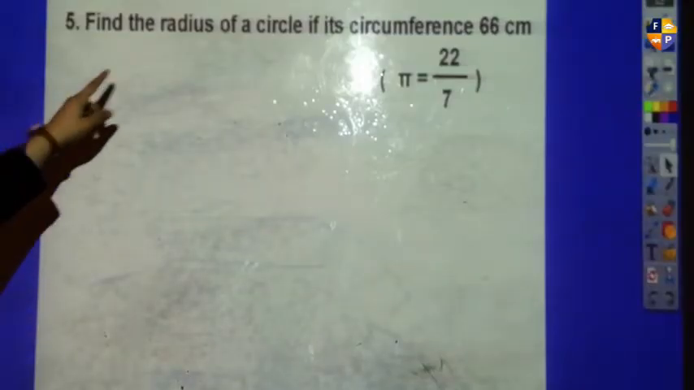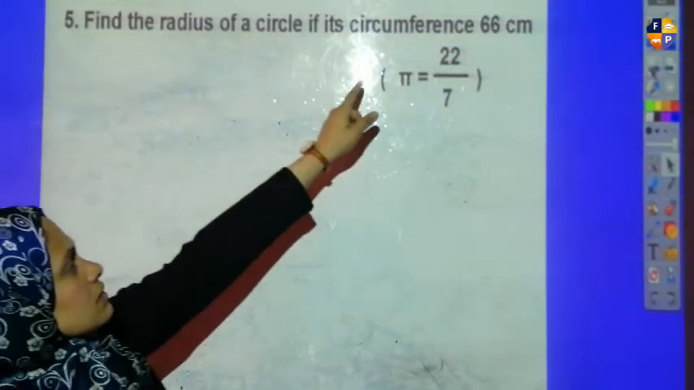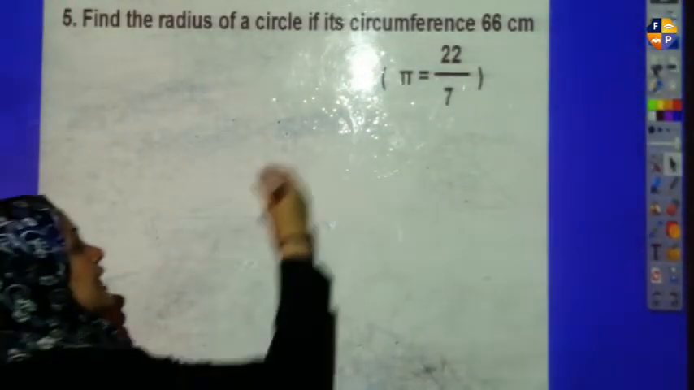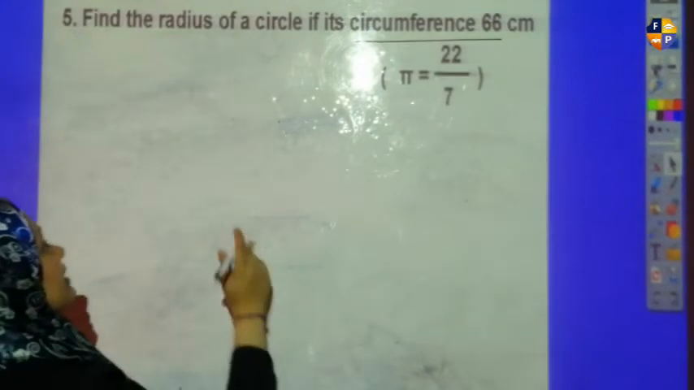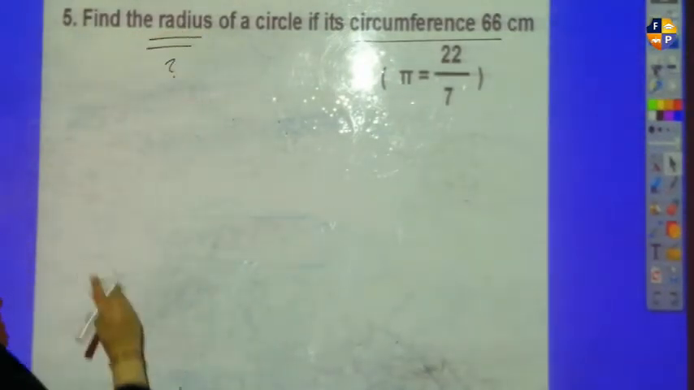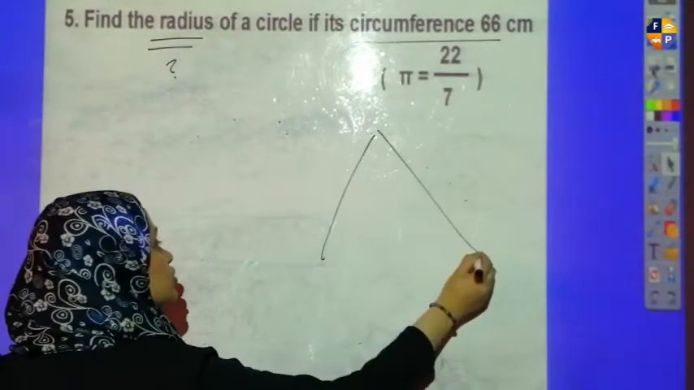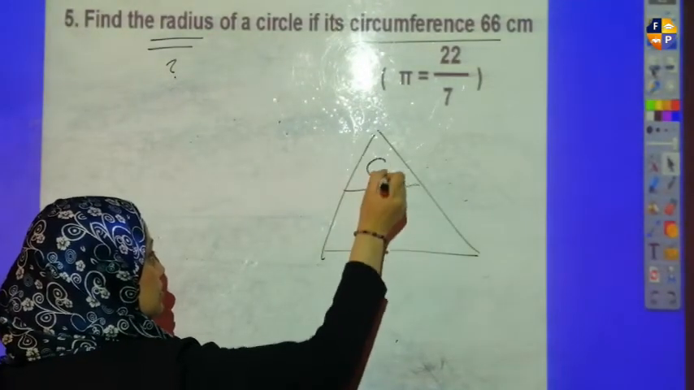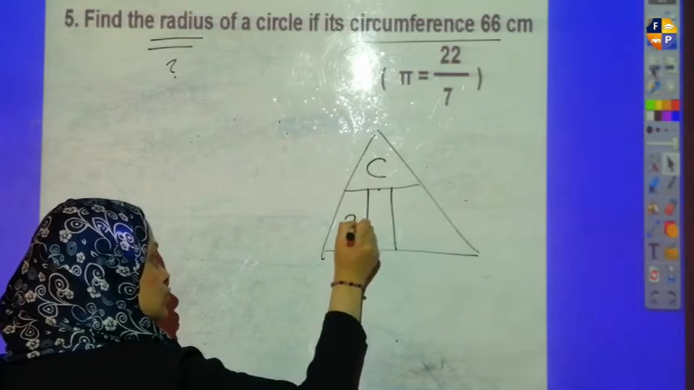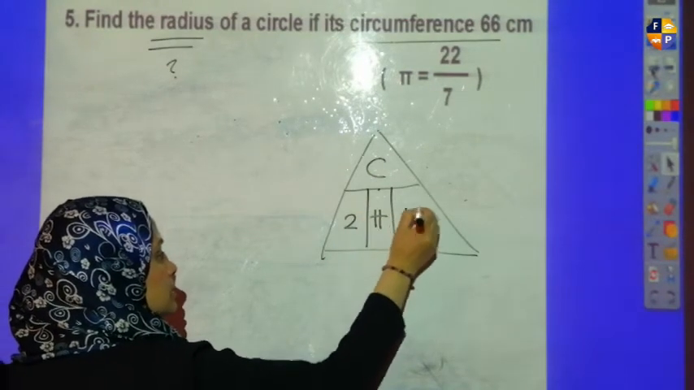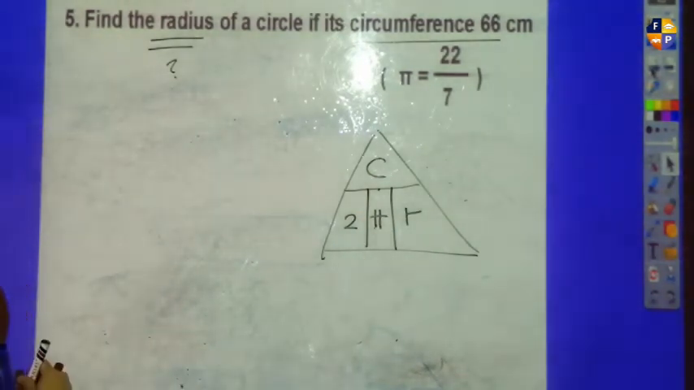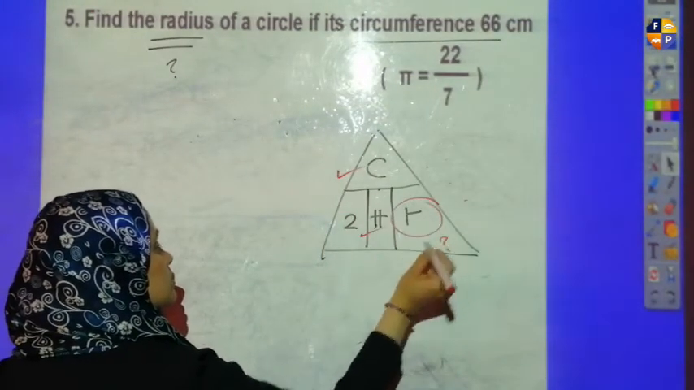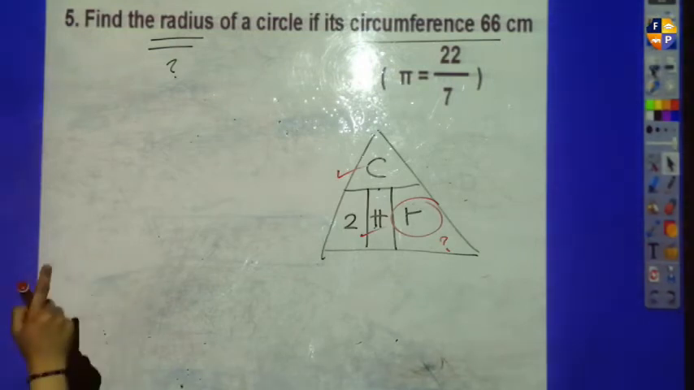Number 5: find the radius of a circle if its circumference equals 66 centimeters. Okay, he gave me the circumference here and I want to get the radius. So I will use what triangle? Yes, I will use the triangle which has the radius. Circumference equals 2 times pi times r. He gave me the circumference, I know pi is constant, and now I wanted to get r, which is the radius.